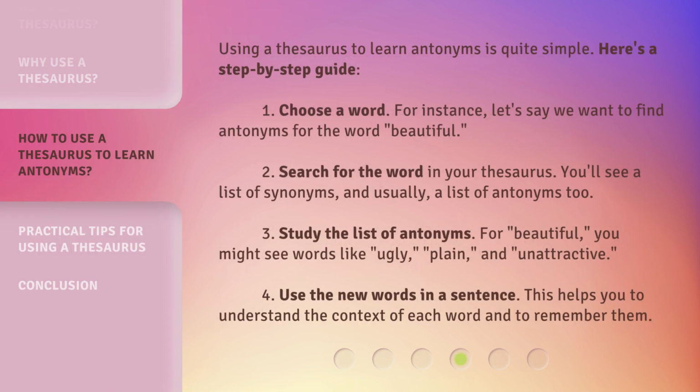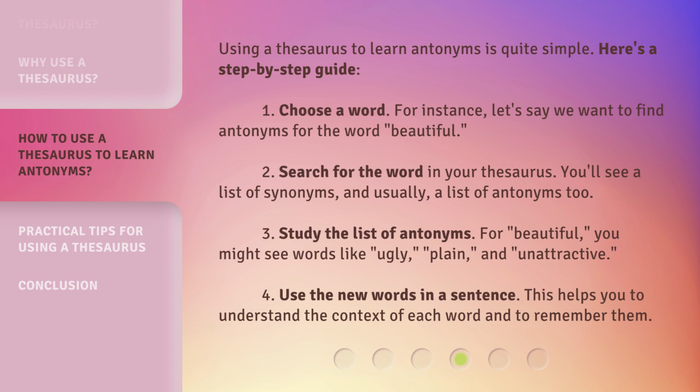Using a thesaurus to learn antonyms is quite simple. Here's a step-by-step guide. 1. Choose a word. For instance, let's say we want to find antonyms for the word beautiful. 2. Search for the word in your thesaurus. You'll see a list of synonyms, and usually, a list of antonyms too.